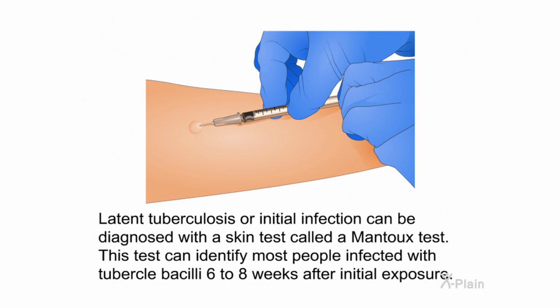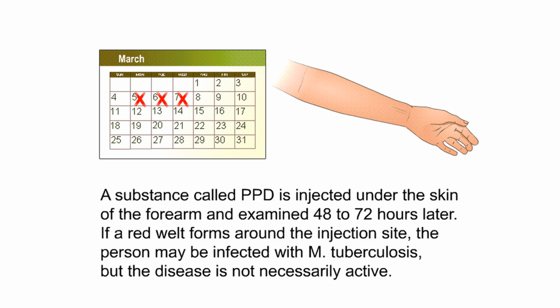Diagnosis. Latent tuberculosis or initial infection can be diagnosed with a skin test called a Mantoux test. This test can identify most people infected with tubercle bacilli 6 to 8 weeks after initial exposure. A substance called PPD is injected under the skin of the forearm and examined 48 to 72 hours later.